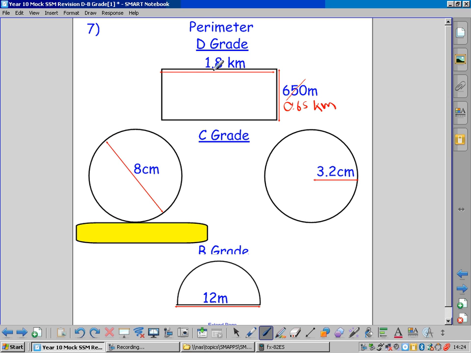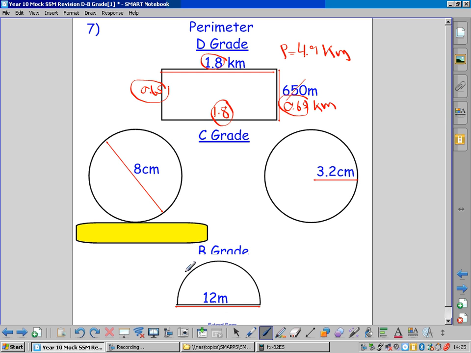Add them up, 1.8 and 1.8 is 3.6. 0.65 and 0.65 is 1.3. 3.6 and 1.3 means the perimeter is 4.9 kilometers. Add that, plus that, plus that, plus that.